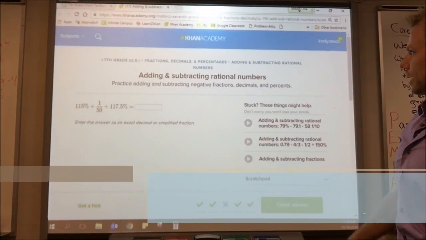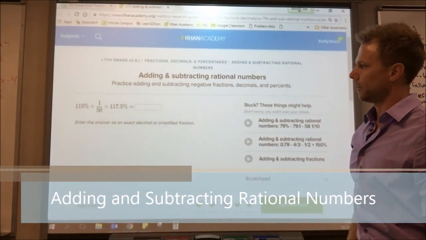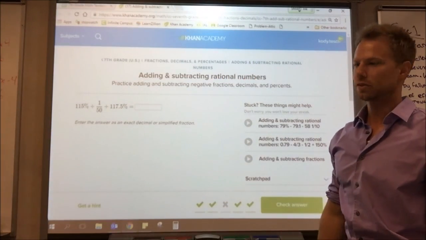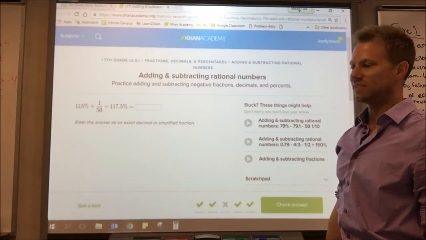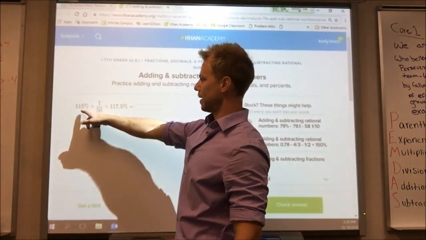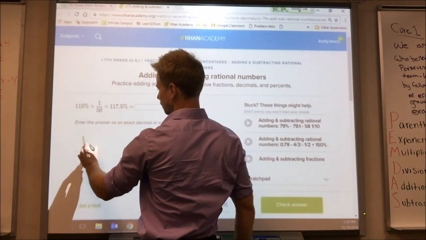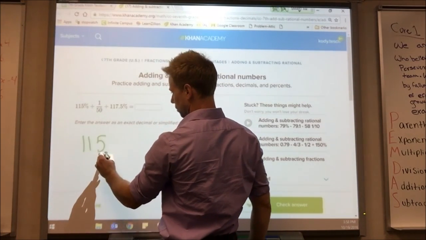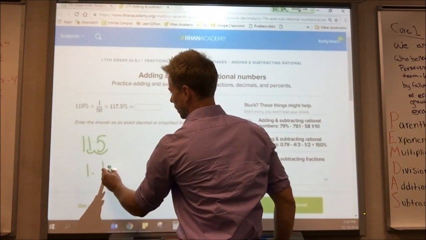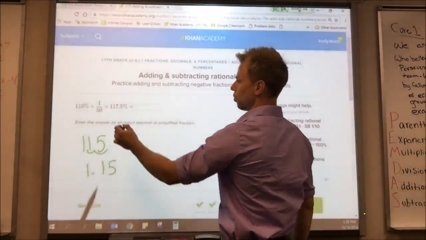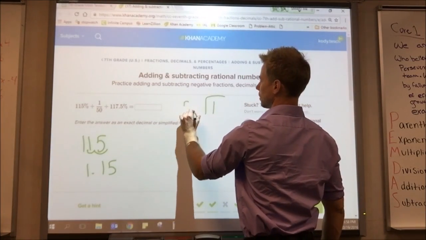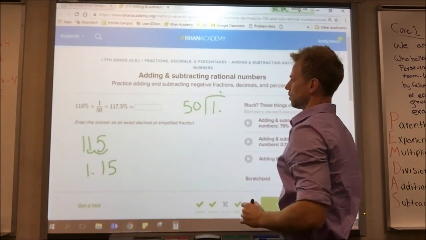We are adding and subtracting rational numbers, okay? Again, I would change these all to decimals, and then it's going to be easiest to add and subtract them. So percents aren't too bad, we just move the decimal twice. So we have 115%, we move the decimal twice, it's 1.15. 1/50, we just do some long division. Move our decimal in place.